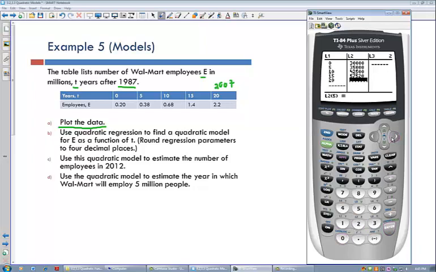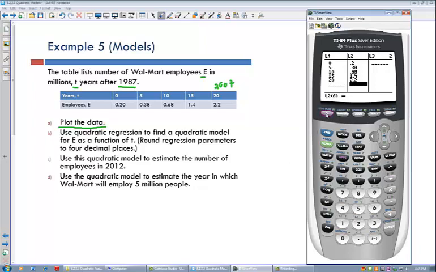And then I go over to the right-hand column, L2 here, my list 2, and I'm going to put the outputs over here. So 0.20, enter, 0.38, enter, and 0.68, enter, 1.4, enter, and then 2.2, enter. Check the data you put in there because it's easy to make a mistake, so I think it looks good.